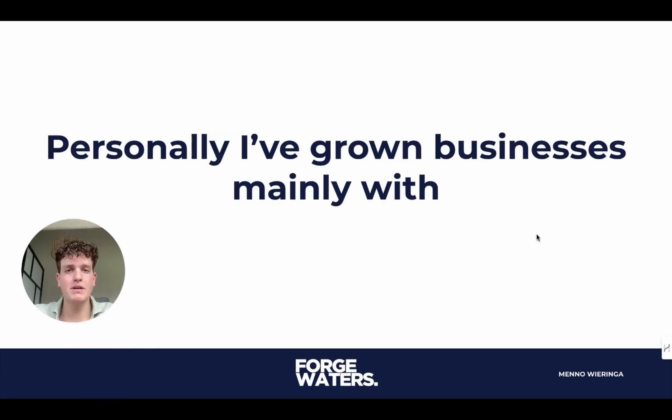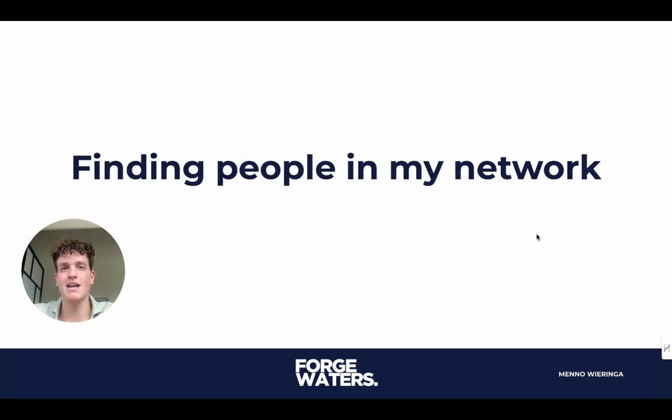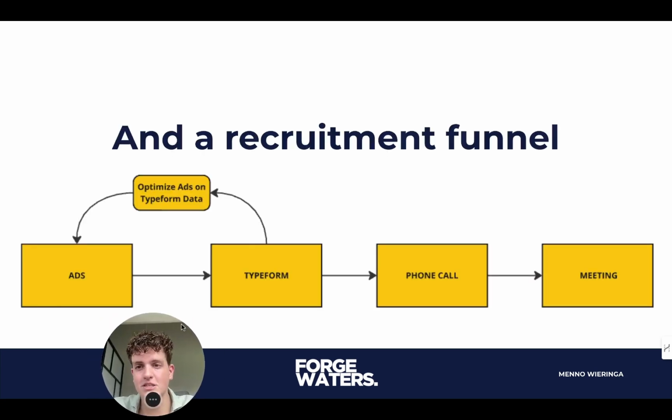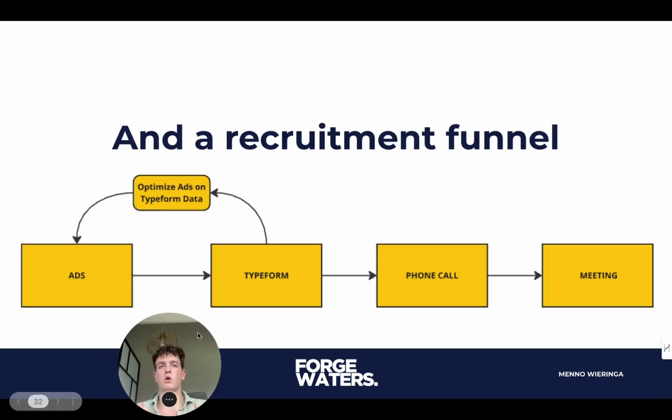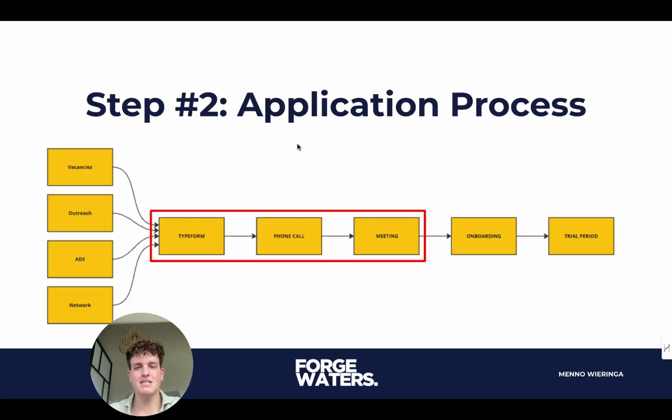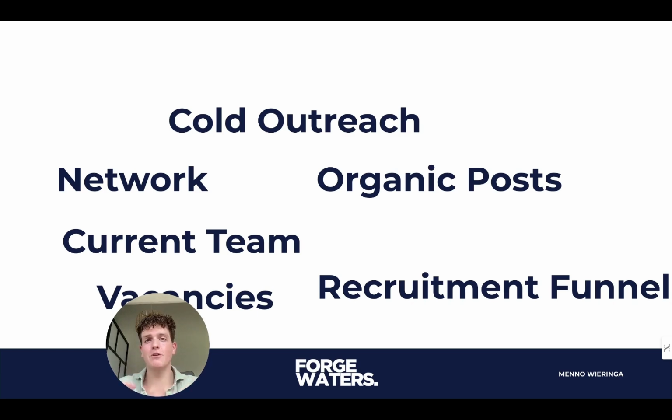I have personally grown businesses mainly with finding people in my network. That's where for me the best people come from. And for one of the businesses that I scaled, the one that went from 0 to 200K a month in 90 days, we had to really quickly build up that team, obviously, otherwise you can't do those numbers. And for this one, we actually added a recruitment funnel, which I'll be diving into later. That's basically the first thing you do, and you really want to get a lot of applicants.